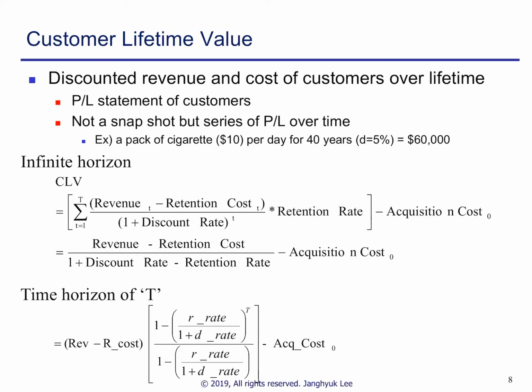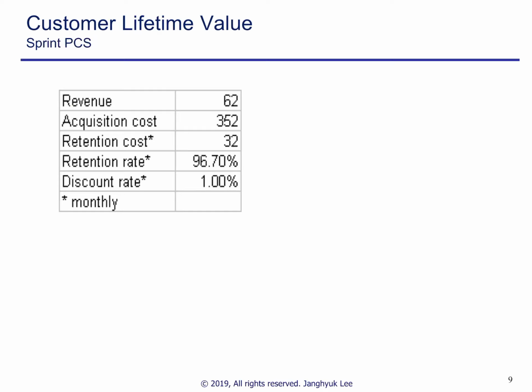It can be calculated in this manner, with this formula. Of course, when you look at this formula, it may look quite complicated. So that's the reason why we will have a very simple exercise. For example, imagine there's a company which has customers with average revenue of $62 per month, an acquisition cost, cost of retention, retention rate, and discount rate at given numbers. We can calculate the lifetime value of this company. It's not a fictive company, it was a real company: Sprint PCS in the US in 2002. They reported these numbers in their financial statements.